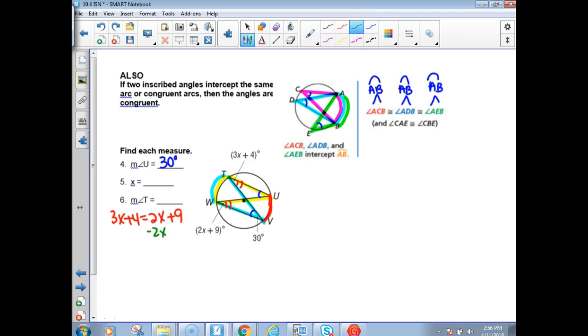We'll subtract 2x from both sides. We'll have x plus 4 equals 9. Subtract 4 and find out that x is 5. Then we can plug 5 back in for the expression on angle T. We'll do 3 times 5 plus 4. That's 15 plus 4, so angle T would be 19 degrees. And I'm not saying that's to scale.